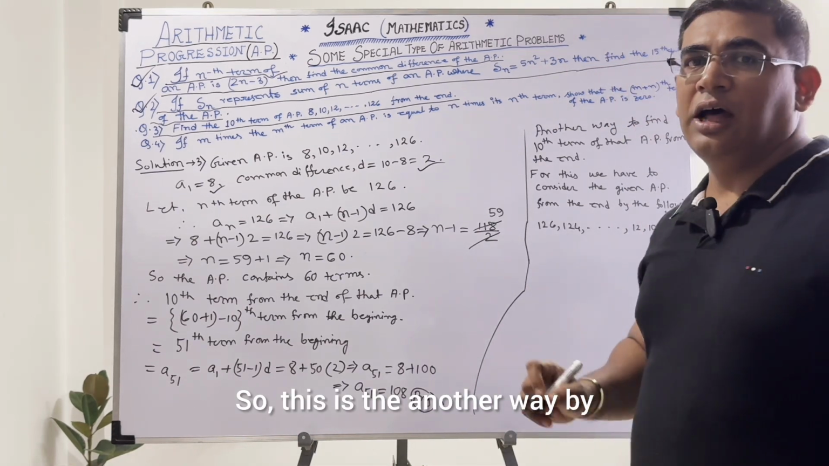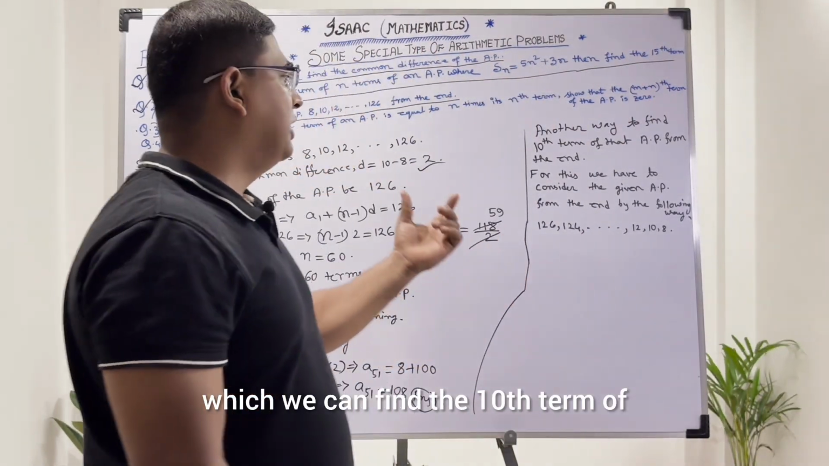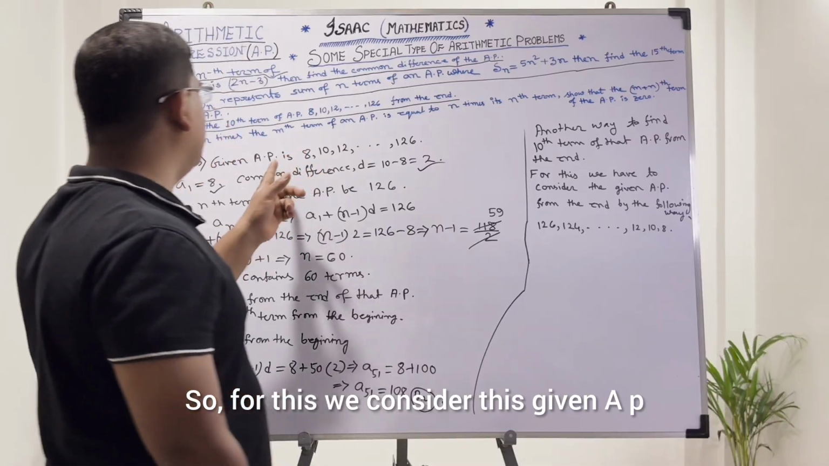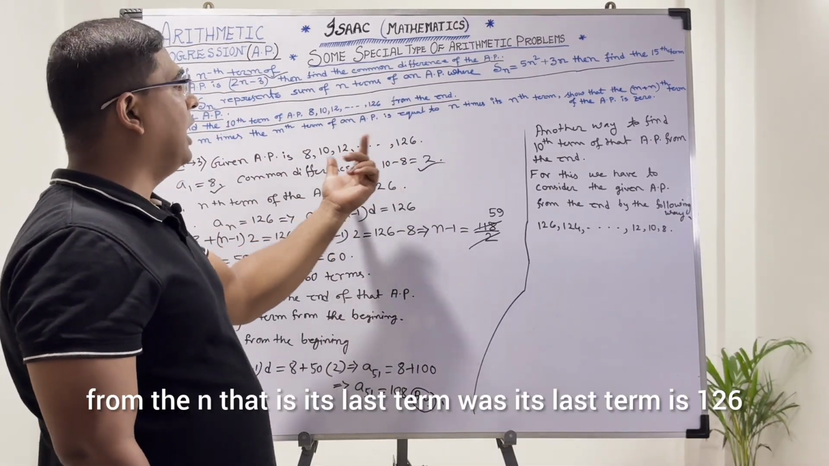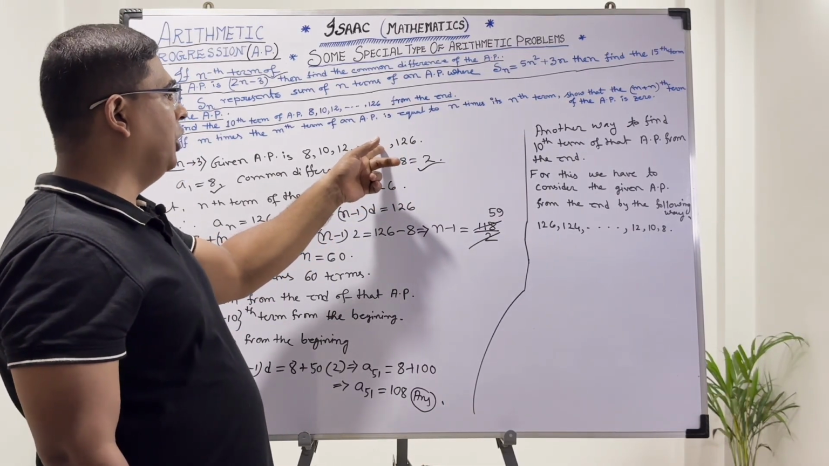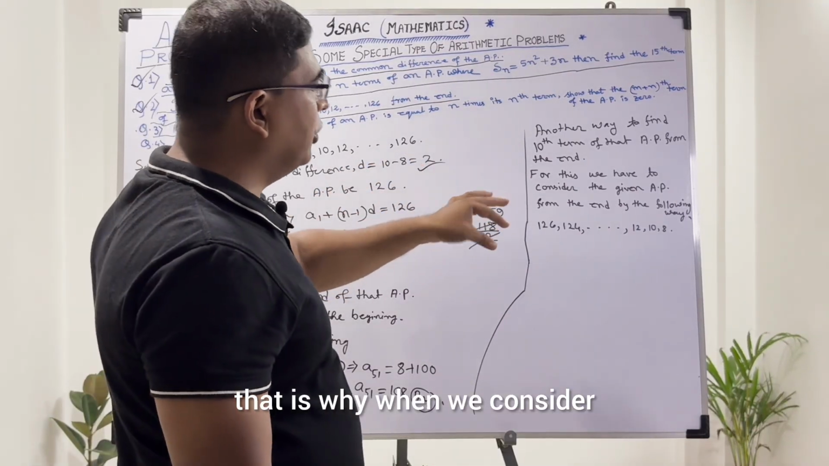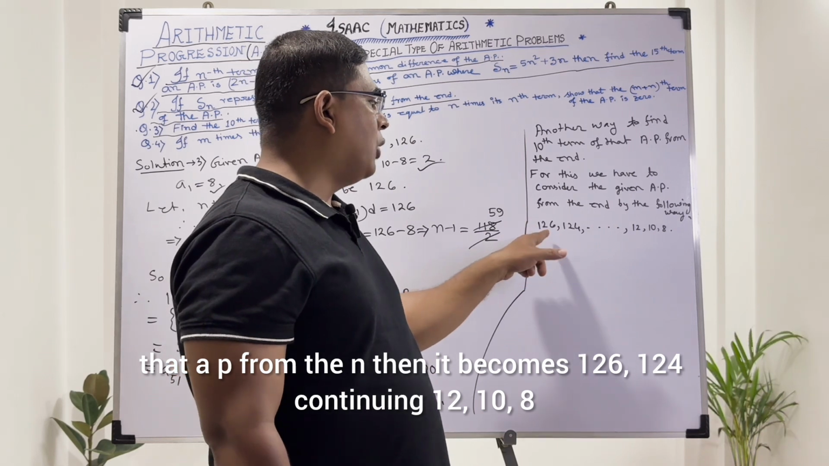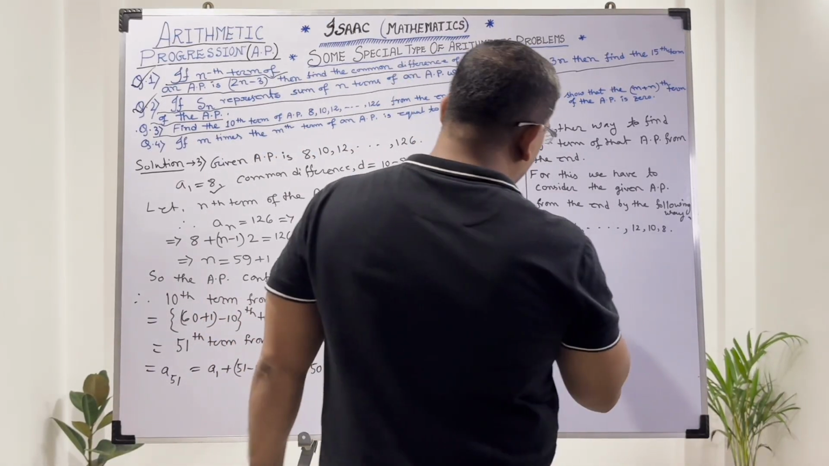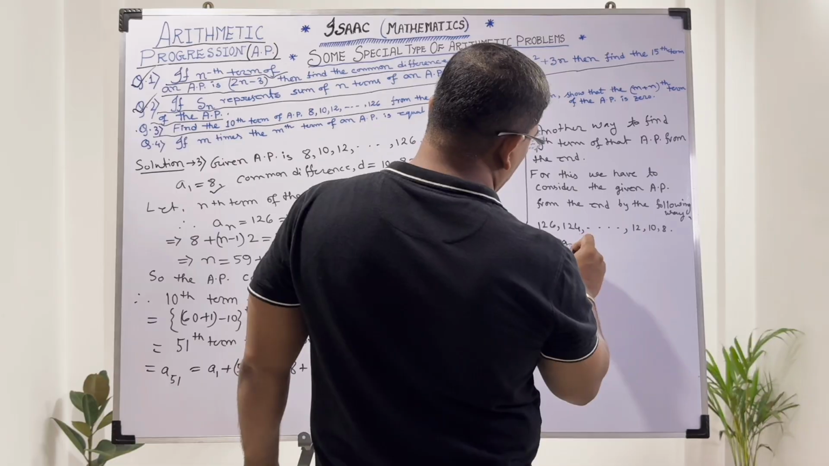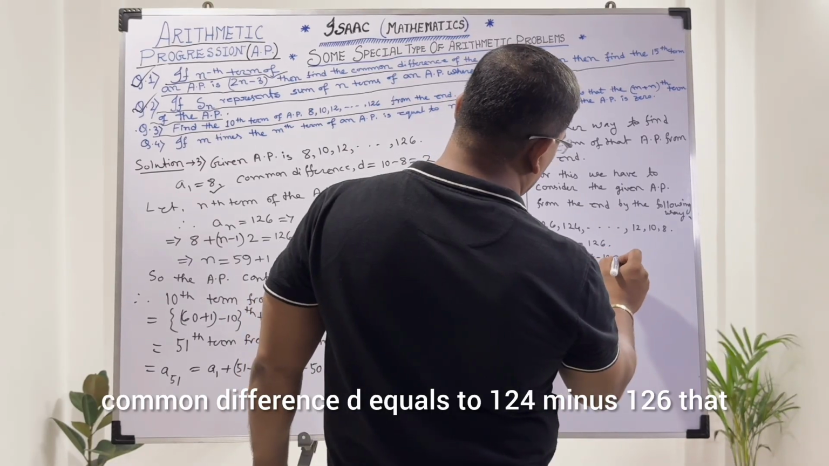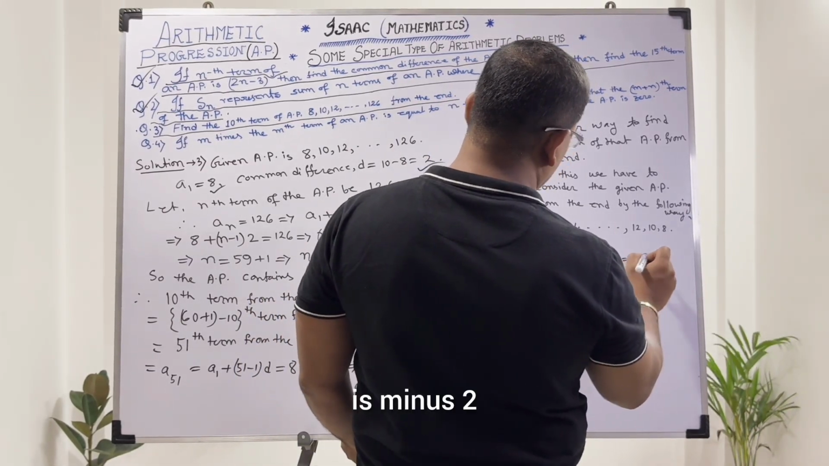Okay, so this is another way by which we can find the 10th term of that AP from the end. So for this, we consider this given AP from the end. That is, its last term is 126 and second last term is 124 because common difference is 2. That is why when we consider that AP from the end, then it becomes 126, 124 continuing 12, 10, 8. So A1 equals to 126. Common difference D equals to 124 minus 126. That is minus 2.